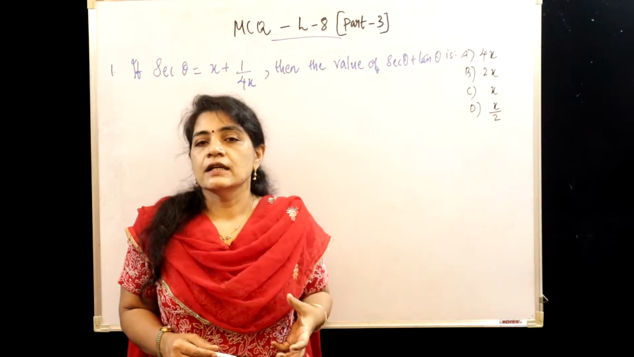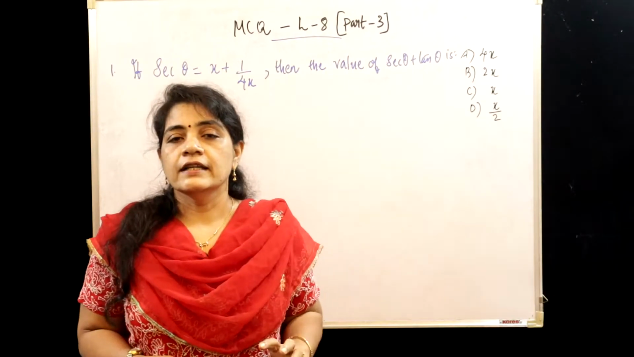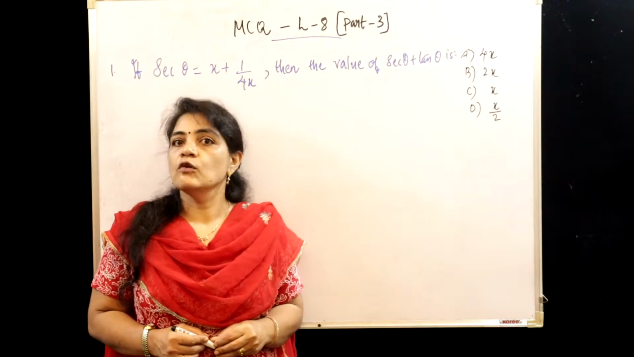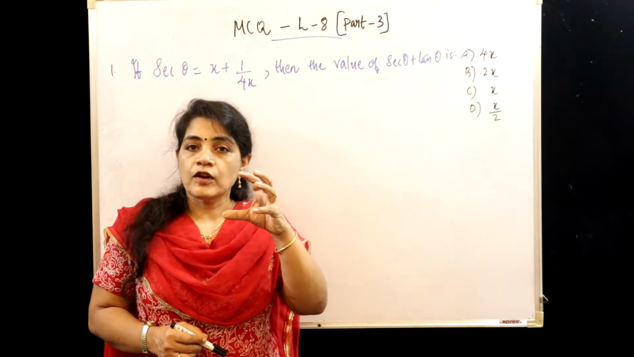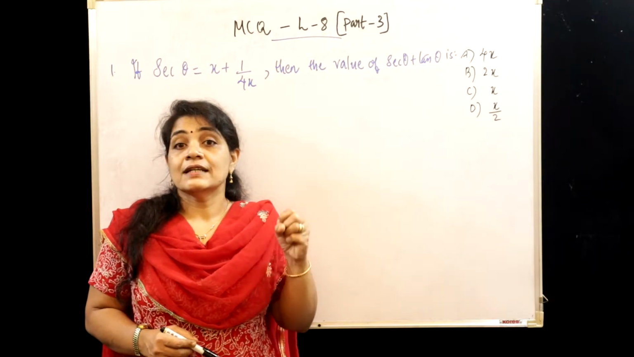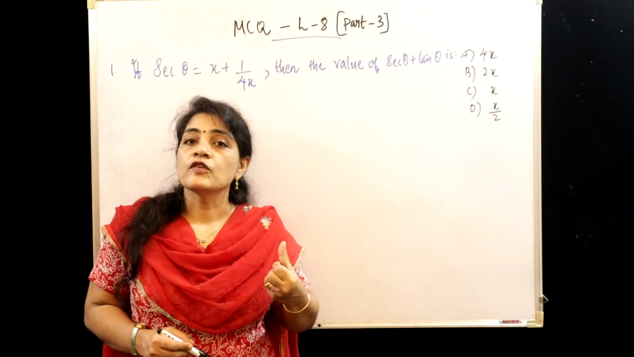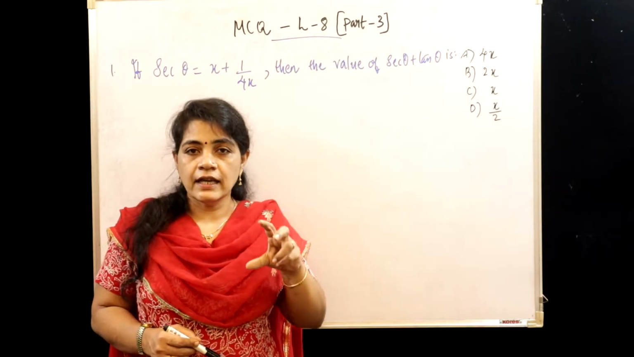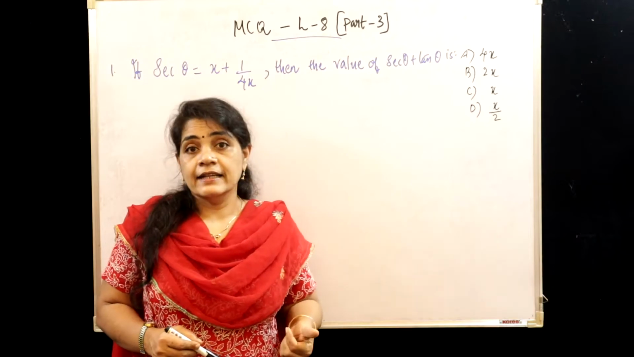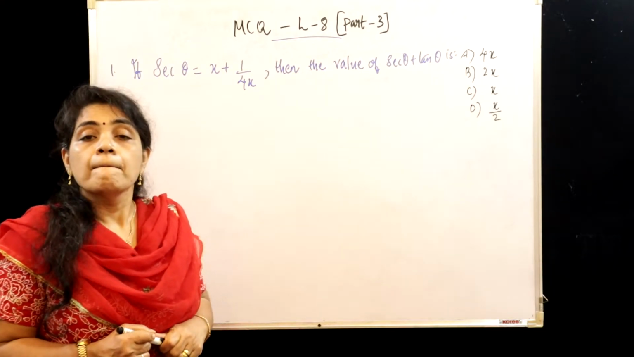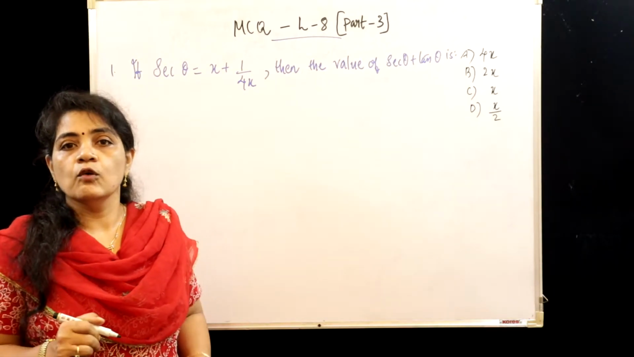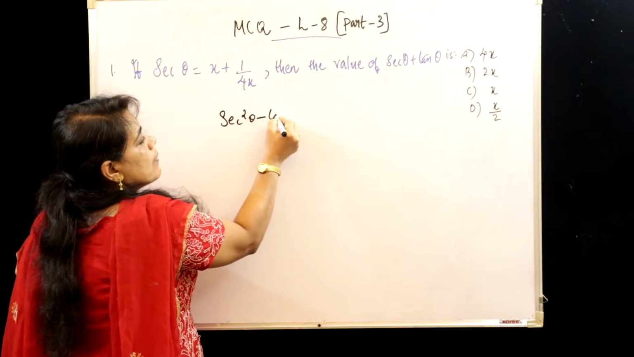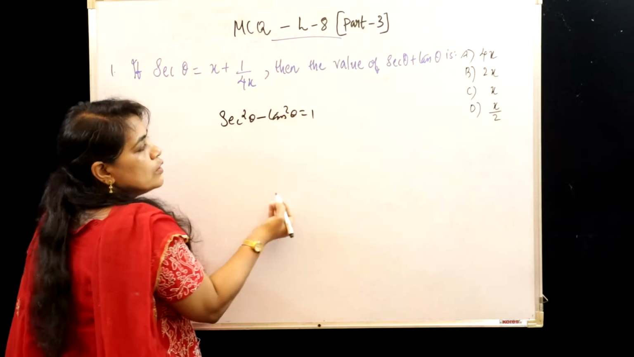So children, in identity 2, one of the identities, we have sec square theta minus tan square theta equal to 1, isn't it? So from that we can express tan theta in terms of sec theta. It is clear, children? So we are taking the help of the second identity, that is sec square theta minus tan square theta equal to 1.